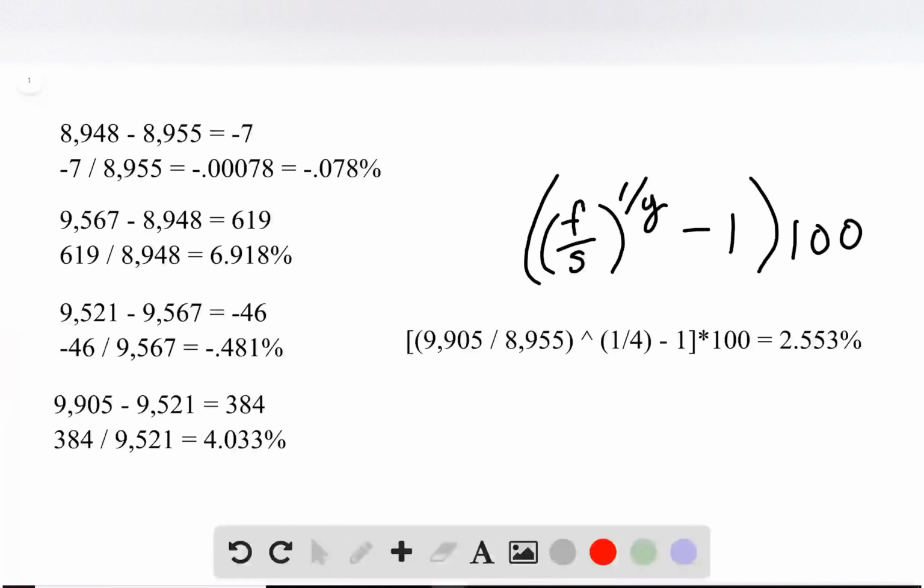You take the final GDP number, which is from 1994, and it's 9,905, and you divide by the starting GDP number, which is from 1990, and that's 8,955. So you divide those two numbers, then you raise it to the power of 1 divided by 4.